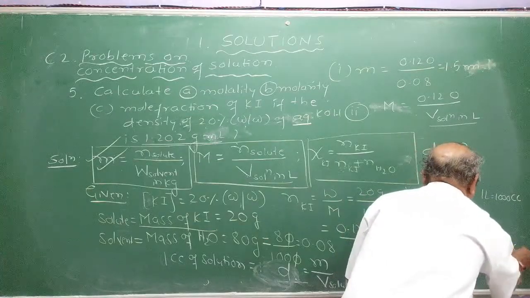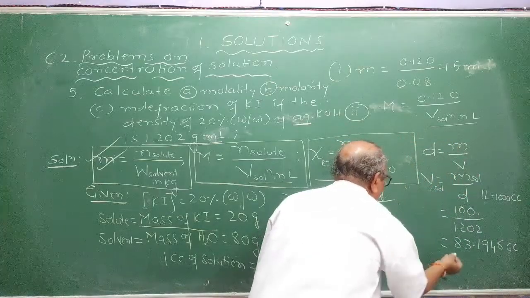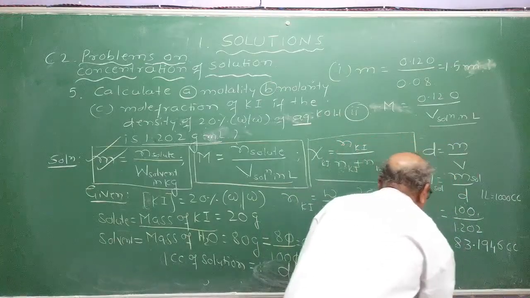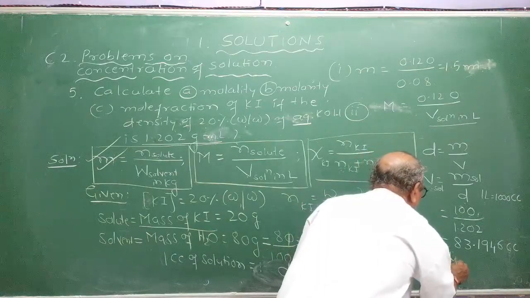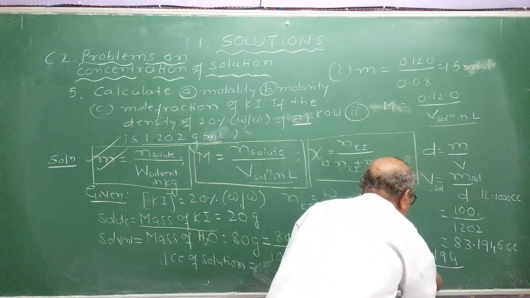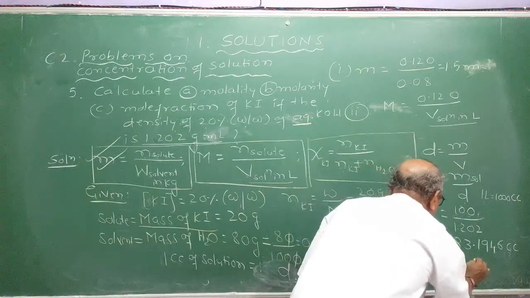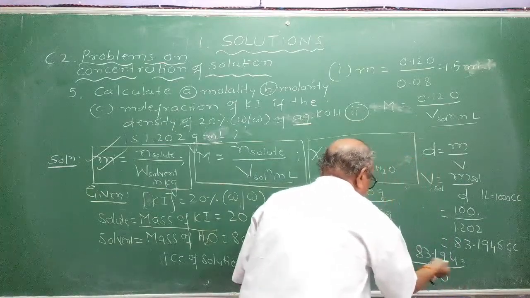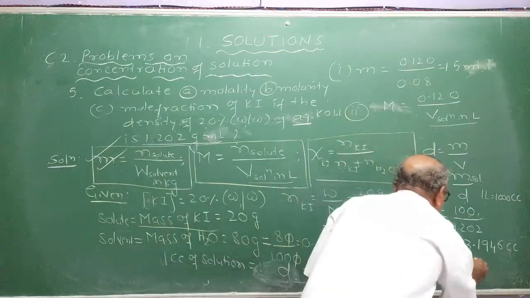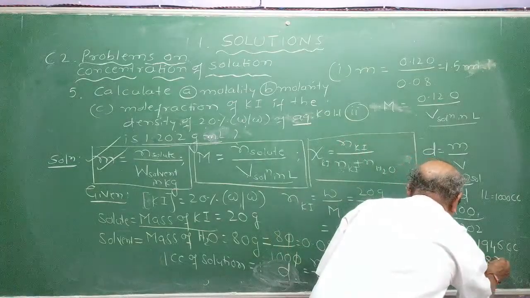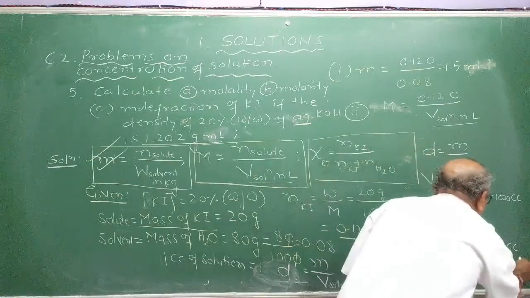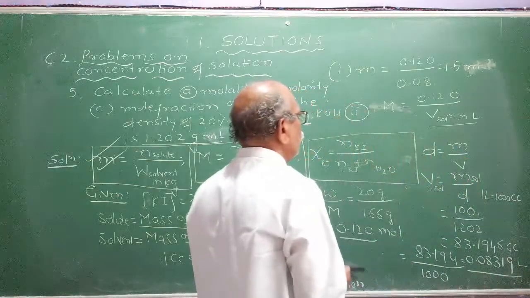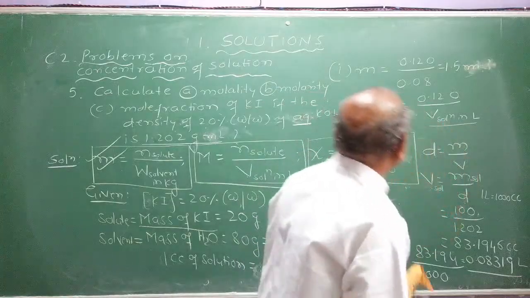83.1946 cc. Convert it into liter. For that, you have to divide it by 1000. 83.194 divided by 1000, shift 3 decimal places to the left, you will get 0.08319. You can take it approximately as liter. Now you can substitute the values to get molarity.